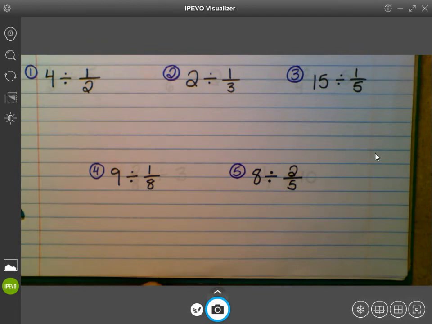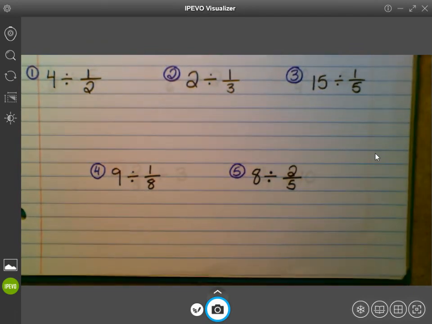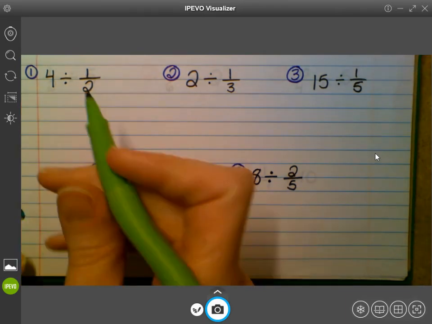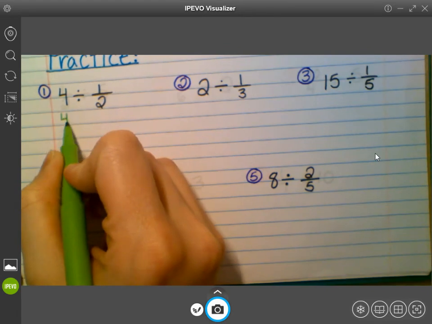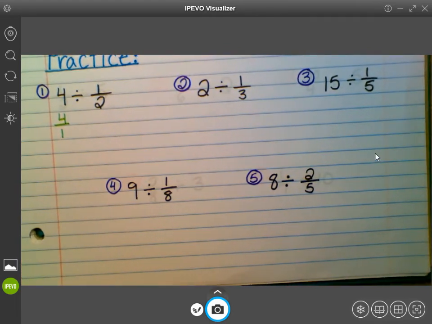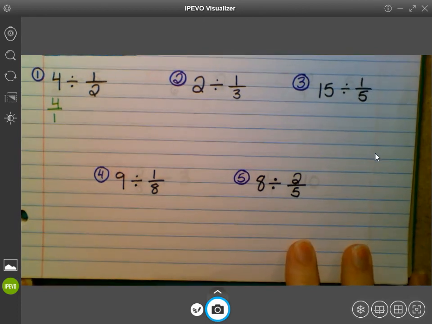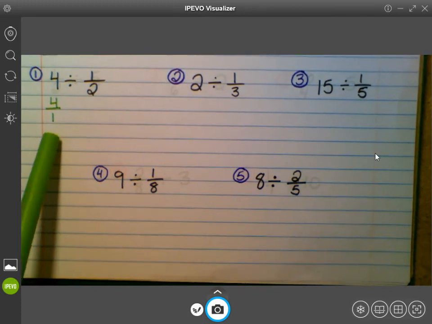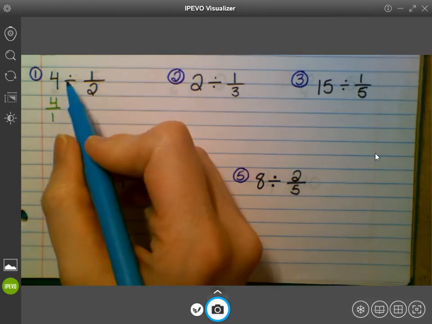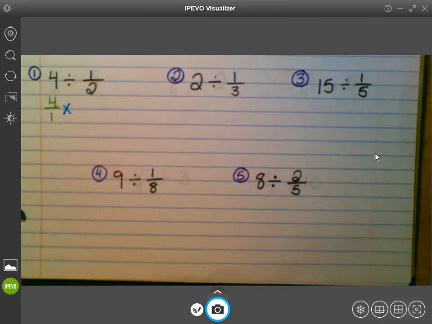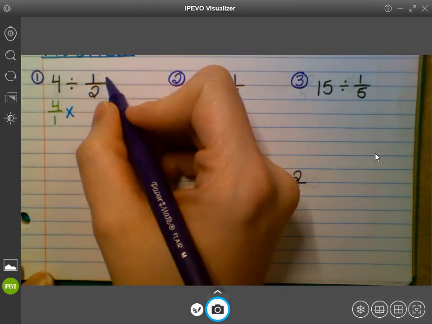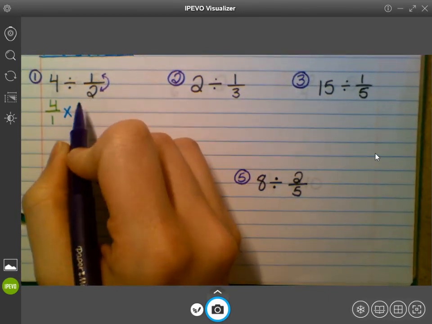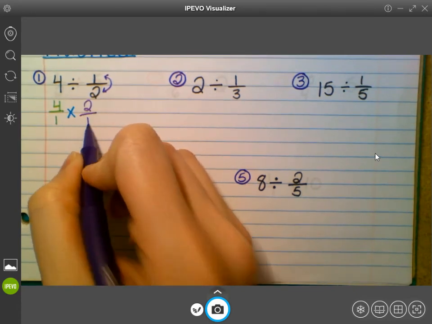Okay. Let's take a look at number 1. So, first of all, for number 1, we have a whole number, so we need to convert it to a fraction. So that means as a fraction, 4 is the same as 4/1. Would you guys agree? Okay. So I know for my steps 2, 3, and 4, keep, change, flip. So I keep the first fraction the same. Then I change my division symbol to a multiplication symbol. And then I need to flip the numerator and the denominator to find the reciprocal of the second fraction. So that would be 2/1.